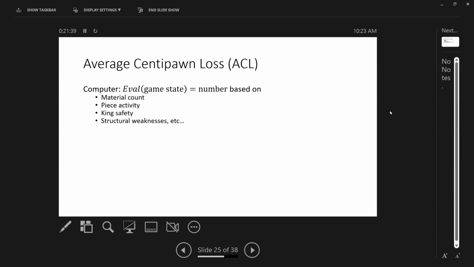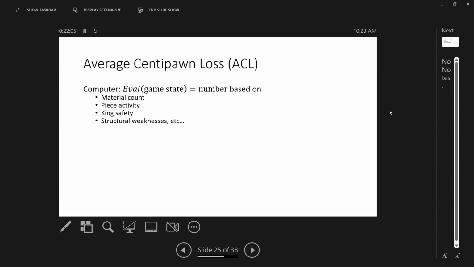And this number it spits out is based on a lot of different factors. Some of them are going to be material count. How many pieces are you up by, and how good are these pieces? Also, activity of the pieces. Are they stuck in the back, or are they in good attacking position? How safe is your king? Is it safely hidden away behind your pieces, or out there in the open being hunted down by your opponent? And are there long-term structural weaknesses that might lead your position to disintegrate over time?